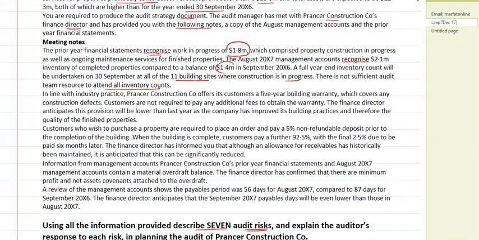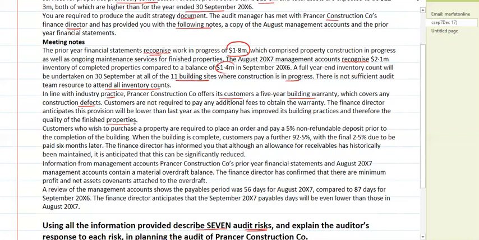In line with the industry practice, Prancer Construction offers a customer a 5-year building warranty, which covers any construction defects. Customers are not required to pay any additional fee to obtain the warranty. The finance director anticipates this provision will be lower than last year, as the company has improved its building practices and therefore the quality of the finished property. They are reducing the provision.